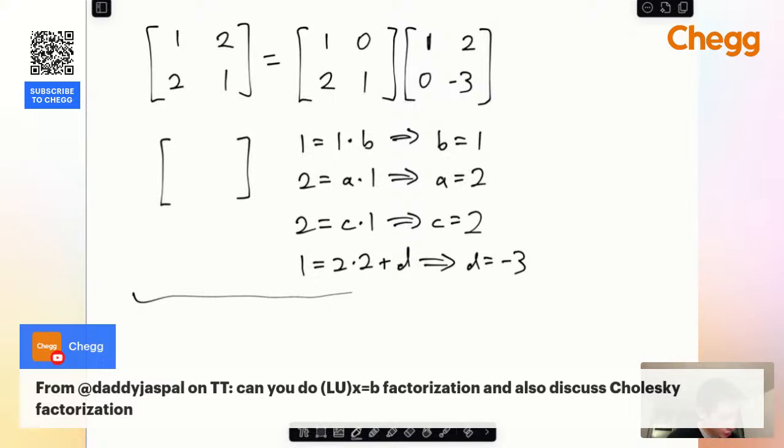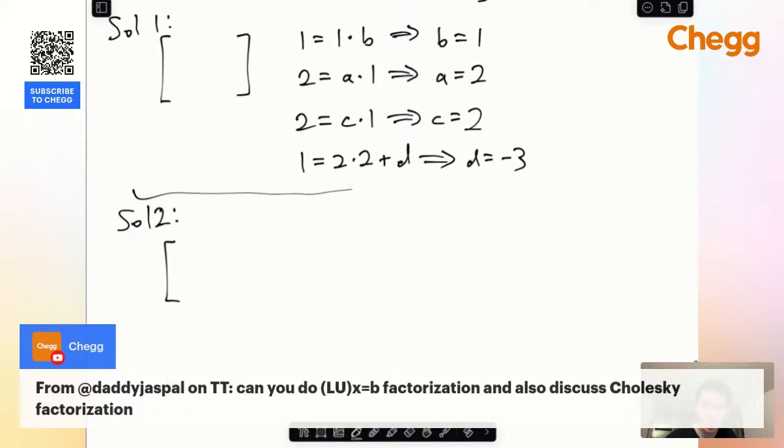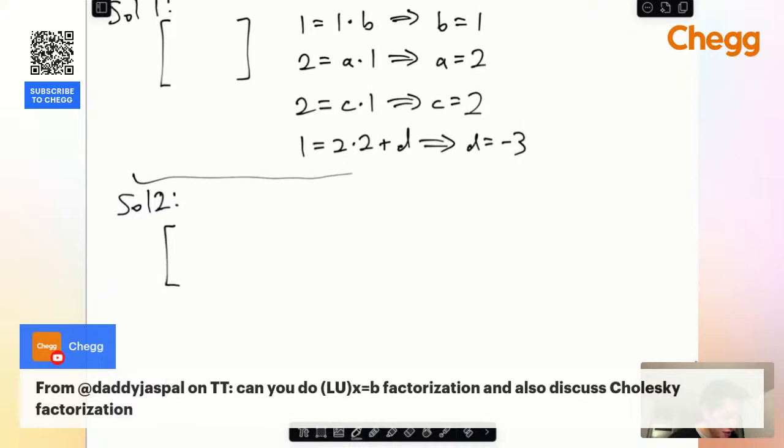Let's just look at this. Okay, so this is way number 1, solution 1. And here's another way to do it. Let's just do row reduction for this matrix. Let me move it up so it's not blocked. Okay, well, what is the matrix? 1, 2, 2, 1.